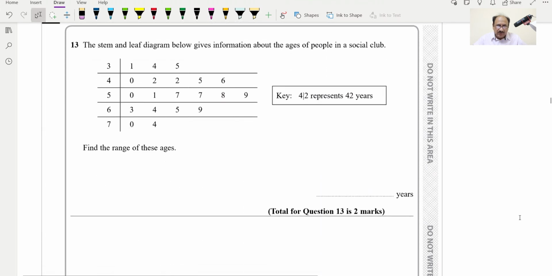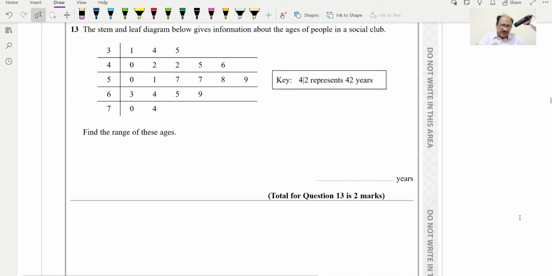Now question number 13. Question 13 says the stem and leaf diagram below gives information about the ages of the people in a social club, and a key is provided. 4|2 represents 42 years, and what we have to do is find the range. We will check for the maximum.